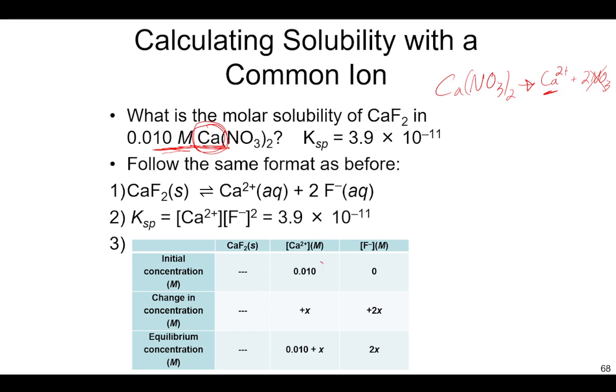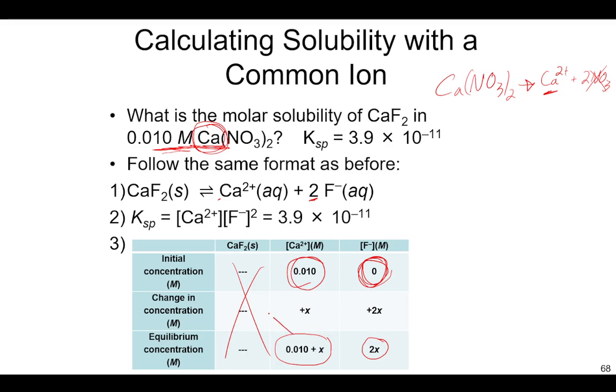So this initial concentration of calcium is 0.01. The initial amount of fluoride is still 0. We're not getting new fluoride ions from anywhere else. And we're still going to have an increase. The left side is still a solid, so still nothing. We're still going to have an increase of these ions on the right. Some will still dissolve, and the F- will go up by 2x, dictated by stoichiometry, and the calcium will go up by x. But now at equilibrium, the calcium will be that initial plus the change, and fluoride will still be initial 0 plus the change of 2x.